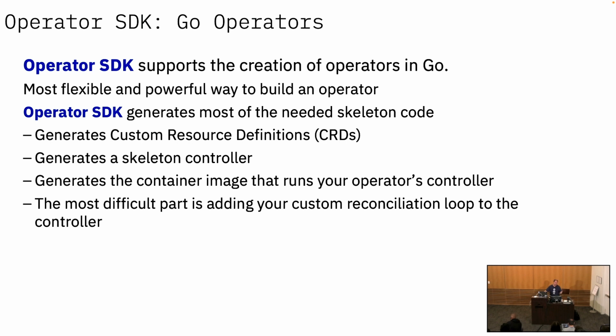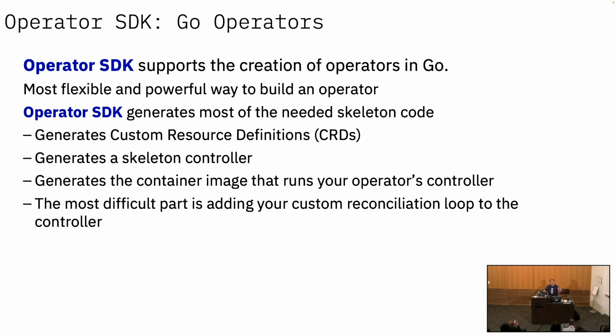So it's going to generate your custom resource definitions. That's what describes to Kubernetes what the fields in your custom resource are. It's going to generate that skeleton controller. That's that loop that's always running. It's always obsessive. What's my current state? What's my desired state? What do I need to do to get a little closer to my desired state? And then it just keeps going and going and going. So that's going to give you a skeleton version of that.